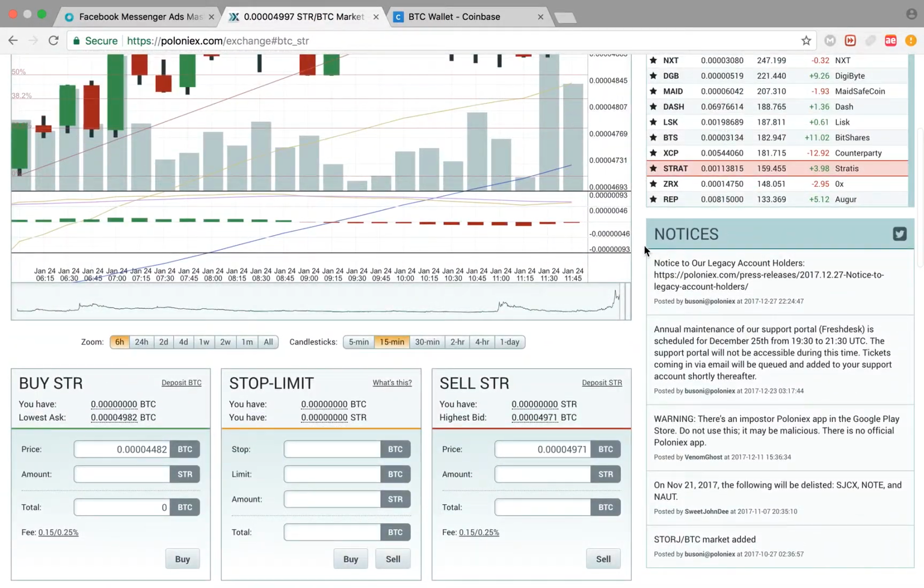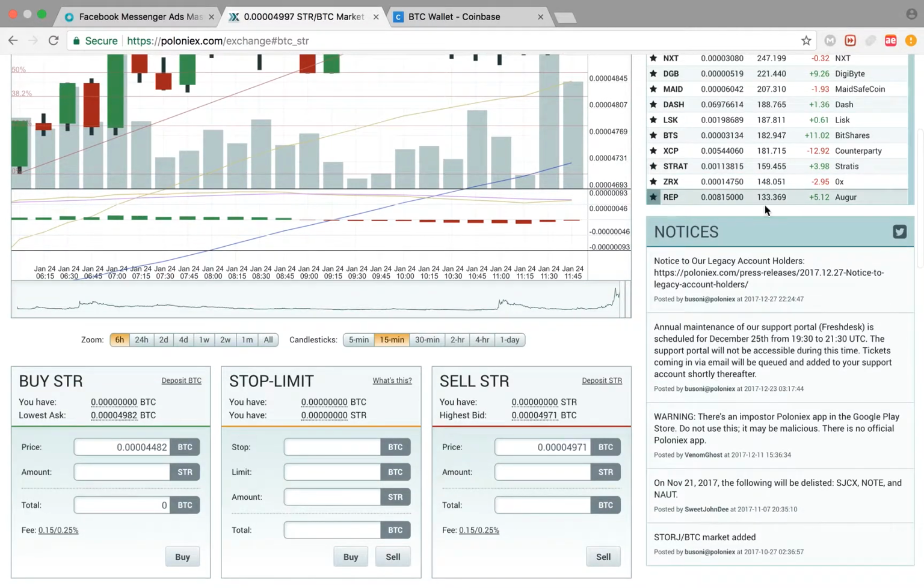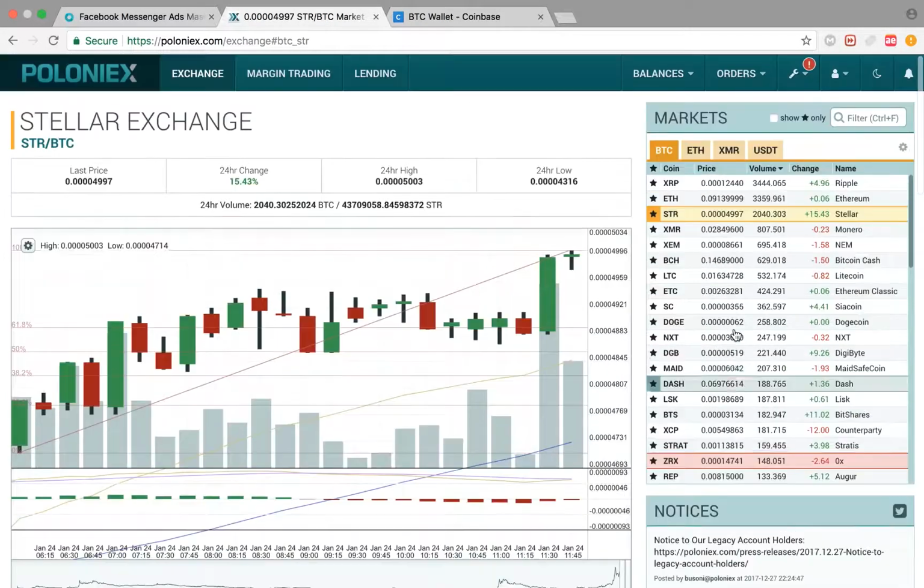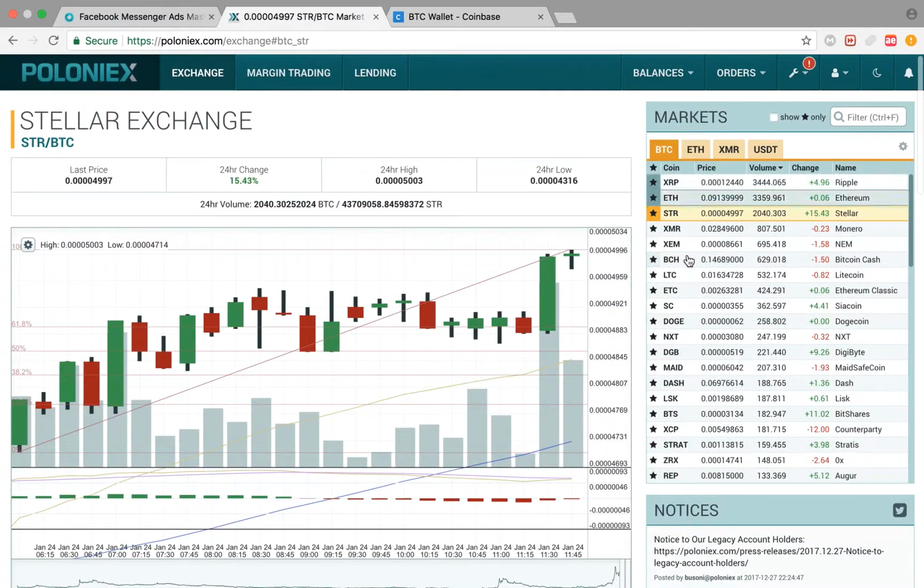So when you go over here, we also got notices, which are basically things that are happening on Poloniex right now, for instance updates about certain things on Poloniex. And again, over here, we simply got the markets for BTC, for ETH, for XMR, and for US dollars.